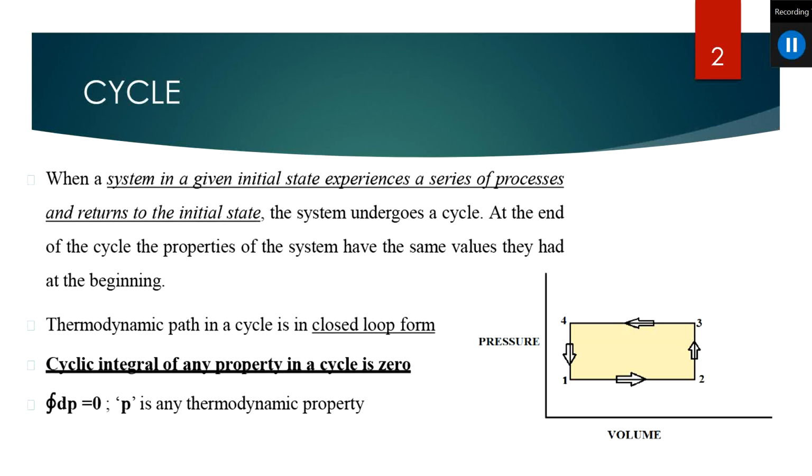And also the cyclic integral of any property in a cycle is 0. That means the initial and final states are the same. So the cyclic integral of any property in a closed cycle gives 0. That means the cyclic integral dP equals 0, where P is any thermodynamic property. So this is called a thermodynamic cycle.